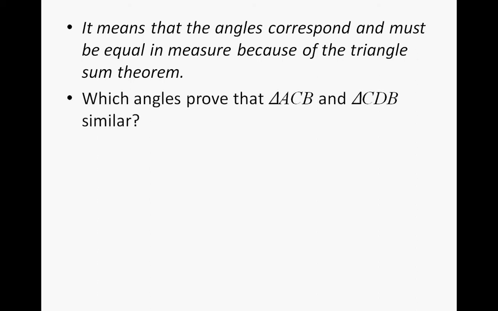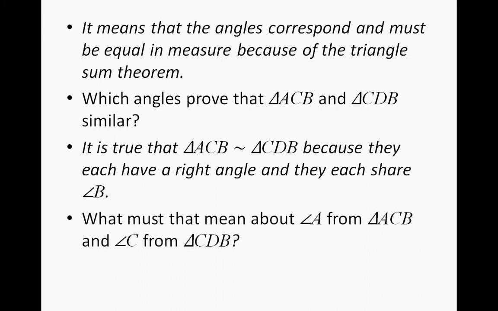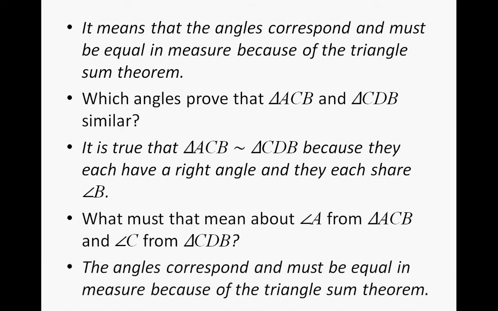So which angles prove that ACB and CDB are similar? Well, it is true that these are similar because they each have a right angle and they share angle B. And what must that mean about angle A from ACB and angle C from CDB? Well, these angles correspond and must be equal in measure because of the triangle sum theorem.